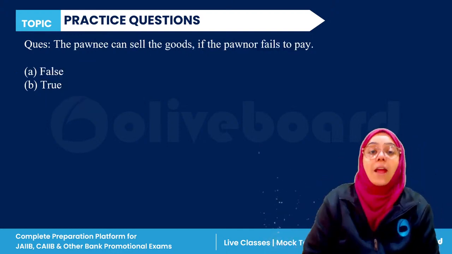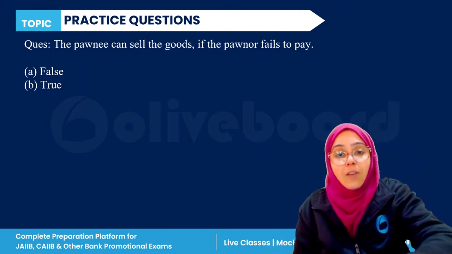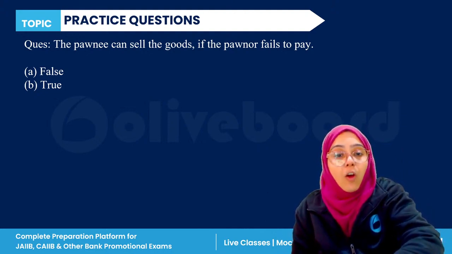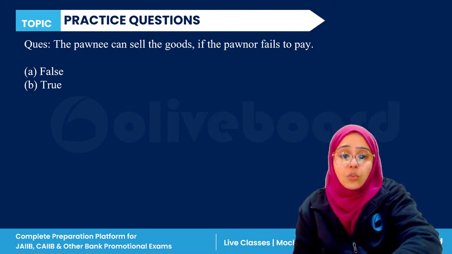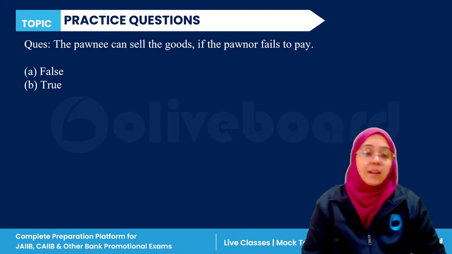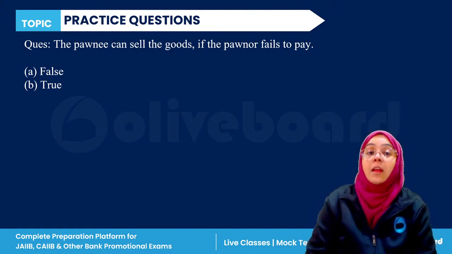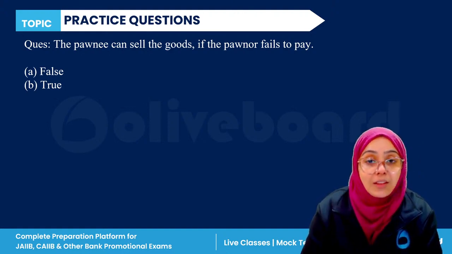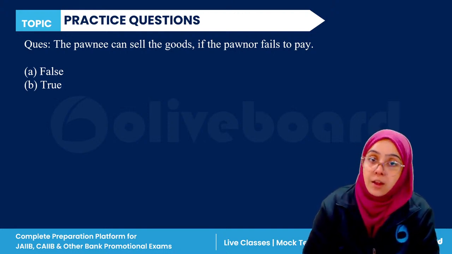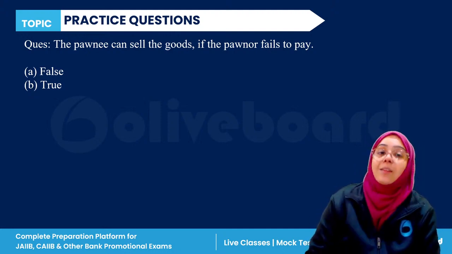Next question. The pawnee can sell the goods if the pawnor fails to pay. Is it true or false? Everyone, please answer this question. Yes, the pawnor has the obligation to pay money. In the contract of bailment, we have pawnor and pawnee, and if the pawnor fails to pay the pawnee, in this case the pawnee can sell the goods.